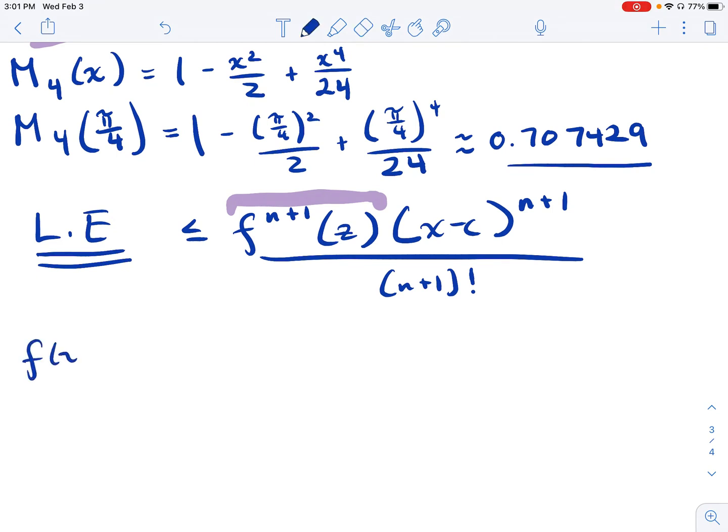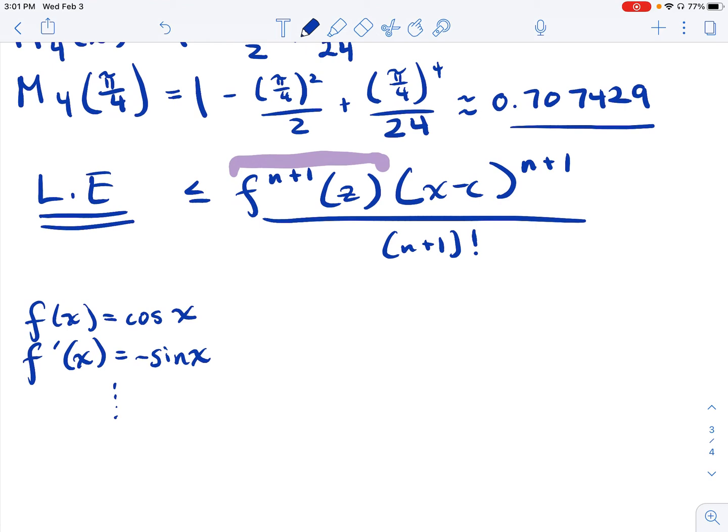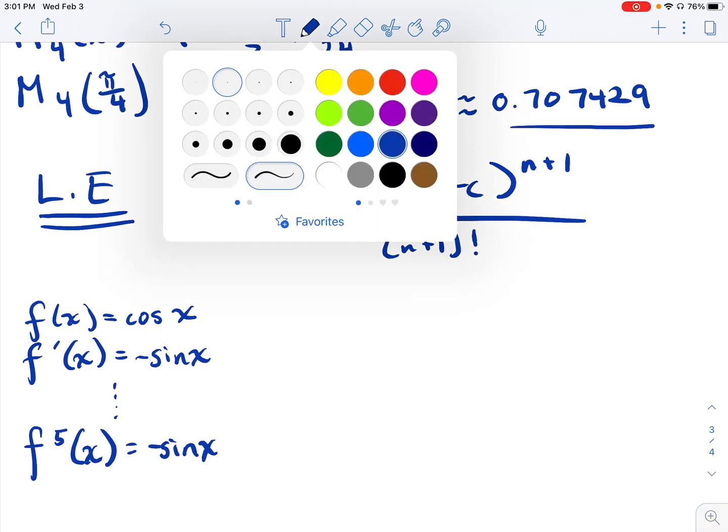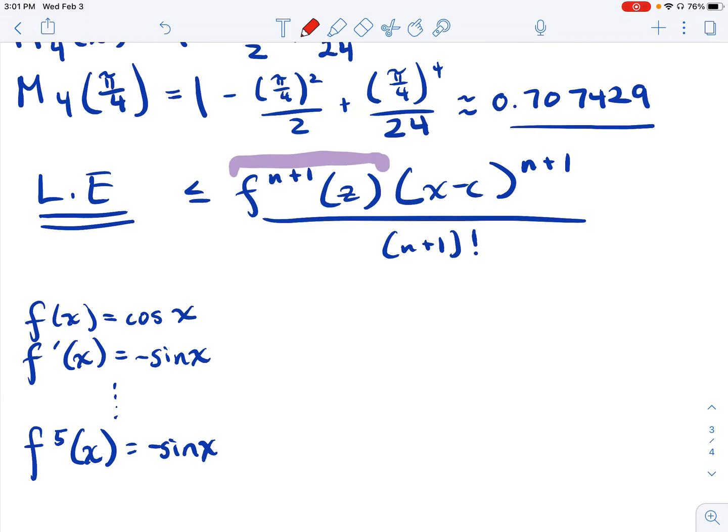We know that f of x is equal to cosine of x. That means f prime of x is equal to negative sine of x. And I'm not going to write out all of them, but if you just go down the ladder, we see that the 5th order derivative of cosine x is negative sine x. It is cyclical. It comes back to negative sine of x. So this n plus 1 order derivative, or the next order derivative, evaluated at some z. Now, let me do this in a separate color because we're pausing to think about this for a second. We're asking ourselves, what is the maximum value?